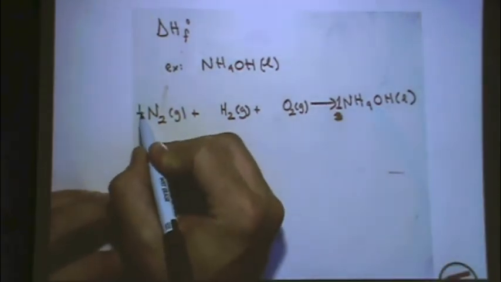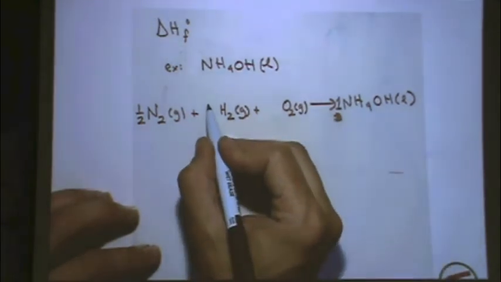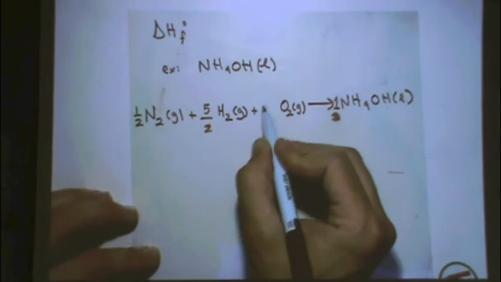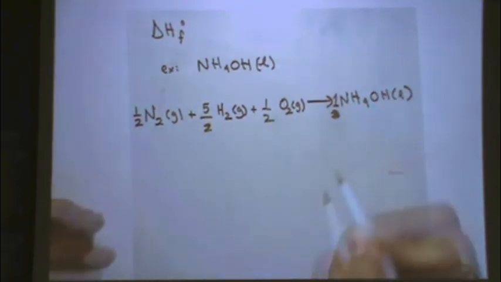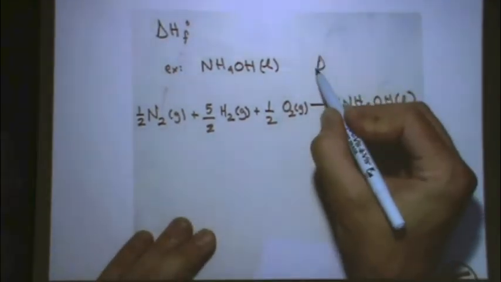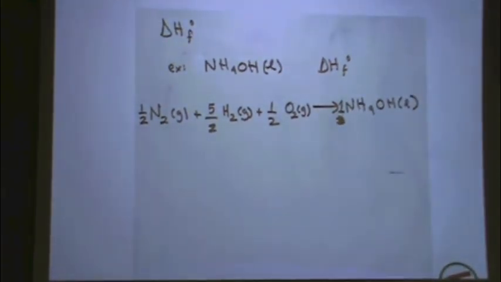So I need a 1/2 here. I need a 5/2 here. And then a 1/2 here. So we will see fractions in this kind of reaction because I need the 1 in the products. And the energy of this reaction would be the delta H of formation of ammonium hydroxide. Okay?